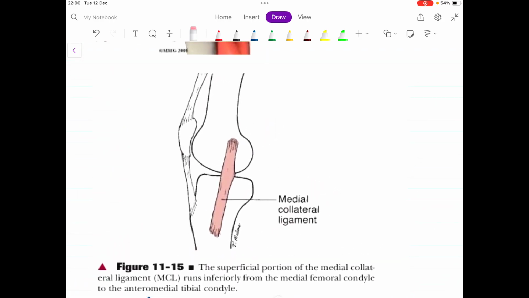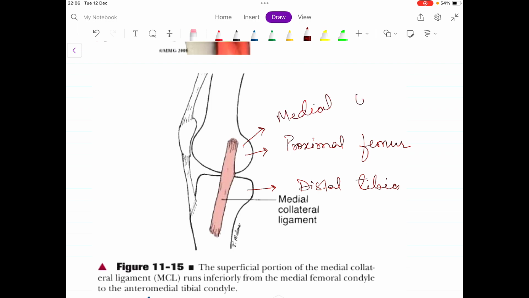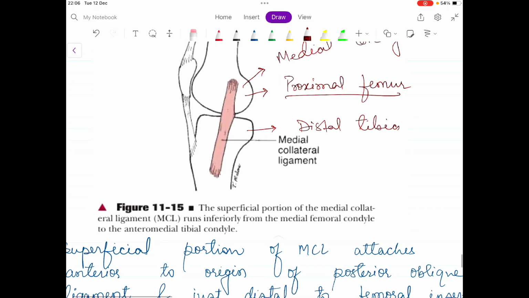Now let's label the diagram. This one is the proximal femur, and this one is the distal tibia. Also, this one is the medial condyle. Medial condyle of what? Medial condyle of proximal femur. And this one is the medial aspect of distal femur. Sorry, distal tibia.